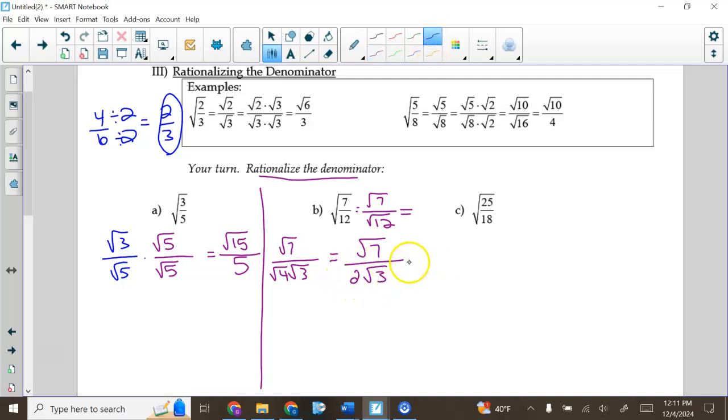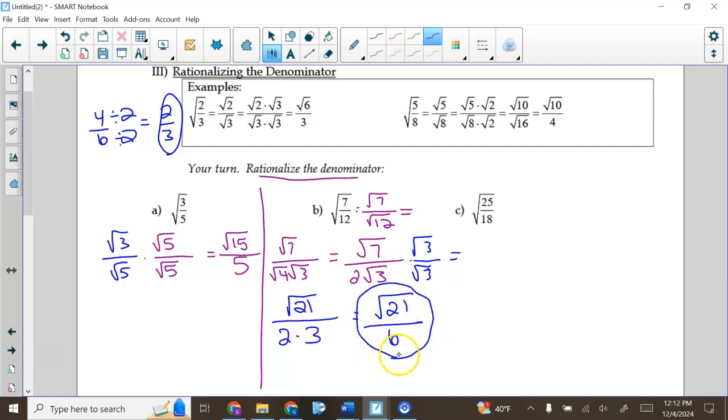So how can we undo that square root of 3? The 2 is fine. That's not bothering us. It's just that square root of 3 that is. So what we want to do is multiply the top and bottom by that number that's making the bottom have the radical. So we multiply them by square root of 3. On the top, we get square root of 21 over, and then on the bottom, we get 2 times square root of 3 times square root of 3 is square root of 9, or just 3. So your final answer would be square root of 21 over 6.